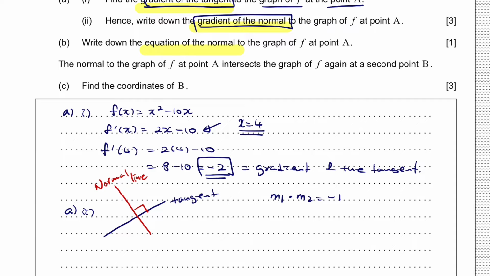Then if we say that m1 is the gradient of the tangent line, we can say m1 is the same as -2, and m2 is the slope of the normal line. Then when we multiply these two together, it is equal to -1. Then we can say m2 is the same as -1 over -2, or 1/2. So this is equal to the gradient of the normal line.